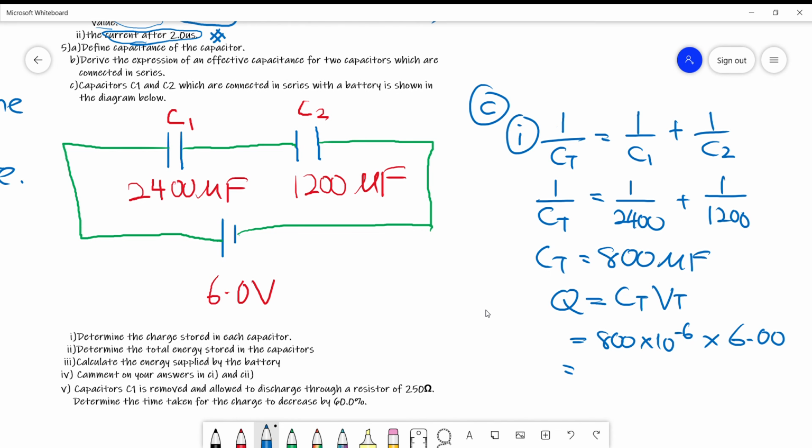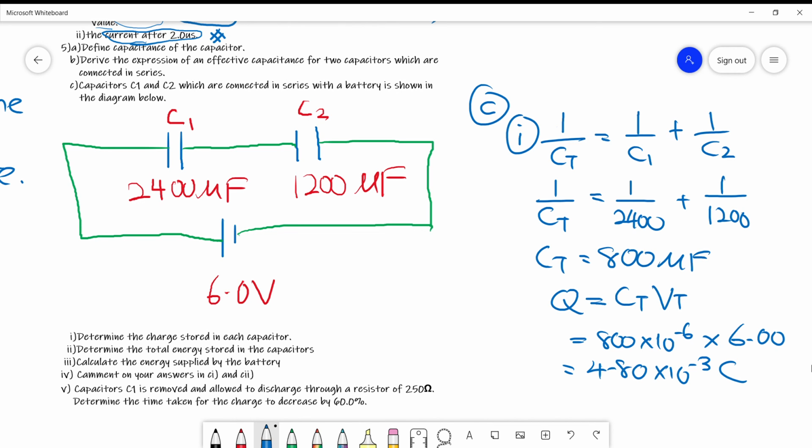So the charge finally what I get is actually negative 6 times 6. So the charge will be 4.80 times 10 to the power negative 3 coulomb. So is it correct? Let me just check for a while. Okay, so this is the answer. Alright, so this is C1.